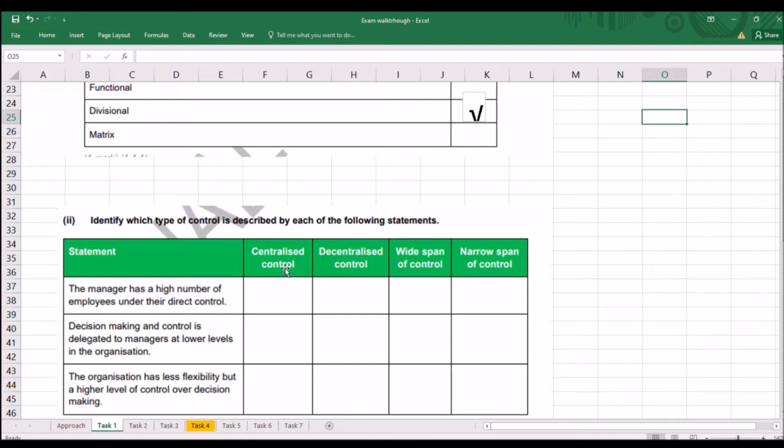We've got centralized control versus decentralized control, so tall versus flat structures, really. And this idea of, do we want to give control to the front line because they're best placed to make the decisions?